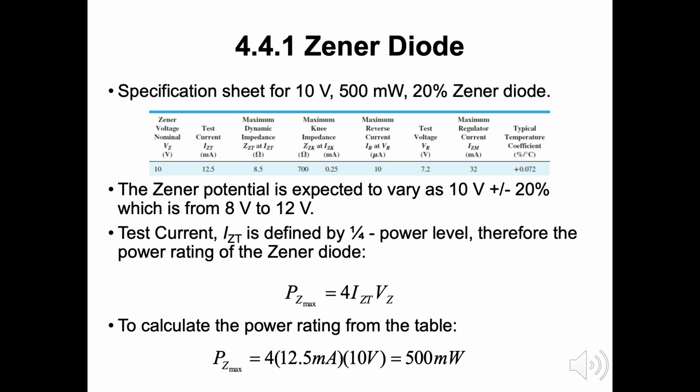The test current IZT is the current defined by the 1/4 power level. It is the current that will define the dynamic resistance ZZT and appears in the general equation for the power rating of the device. That is, PZmax equals 4 IZT multiplied by Vz. Substituting IZT into this equation with the nominal Zener voltage results in 500 mW.